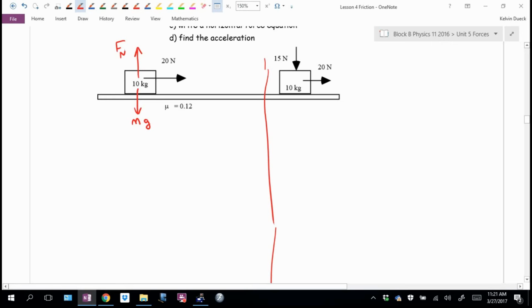What else? Well, there's that 20. See it? We're going to give that force a special name. This is the mystery person that I didn't bother writing. Someone's pulling on it. Our generic term for something pulling on it is the applied force, and I typically abbreviate that F applied. It could be a person, could be a horse, could be a machine, I don't care. Something's pulling on it.